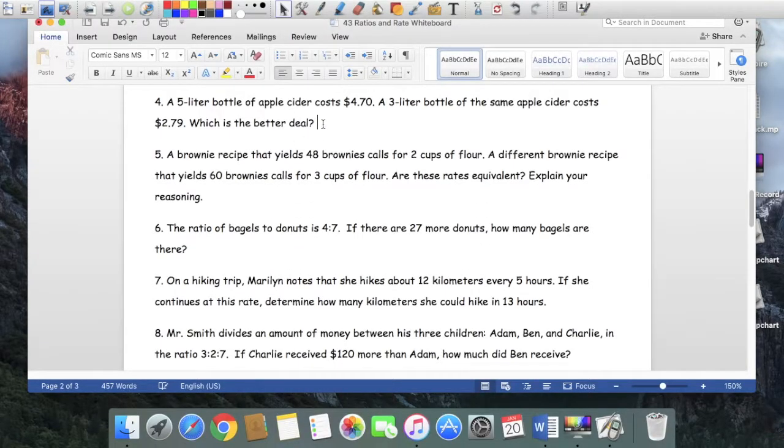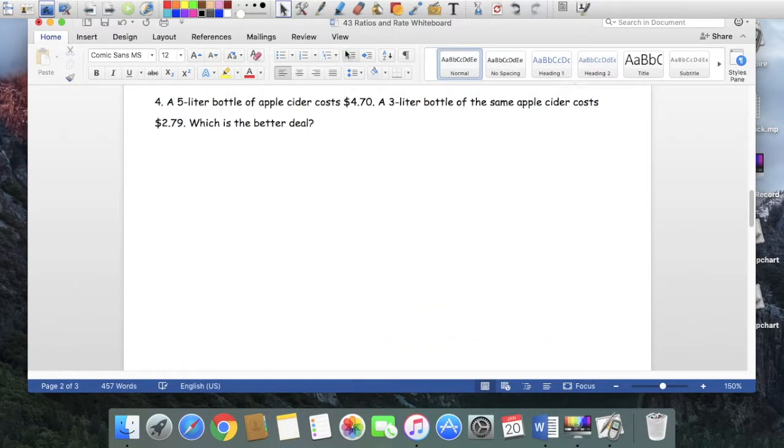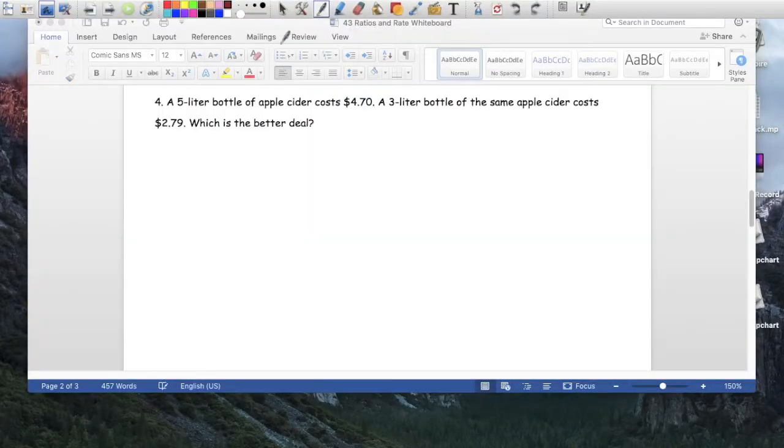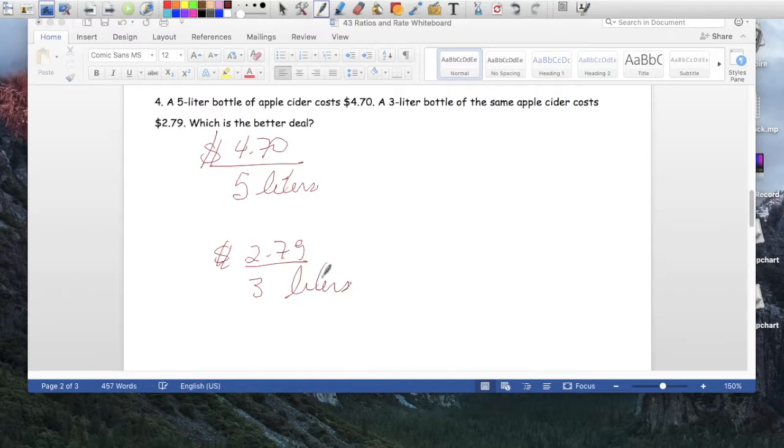4. What's cheaper? So again, you can compare it to $1. You can change the unit rate and make it $1, or the cost per liter. I like when the money's on top. It just makes my life easier. $4.70 or 4.7, and I get 5 liters. And over here I get $2.79, and I get 3 liters. And to compare, I need to find out what. I'll make both of them 1 liter.